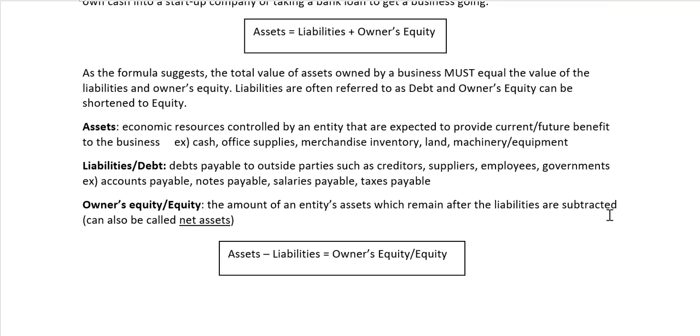So rearranging the accounting equation a little bit, if you were to take that idea of what equity is, this is kind of what it looked like. Asset minus liability equals equity.